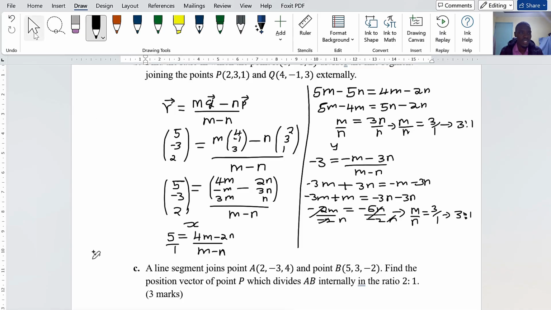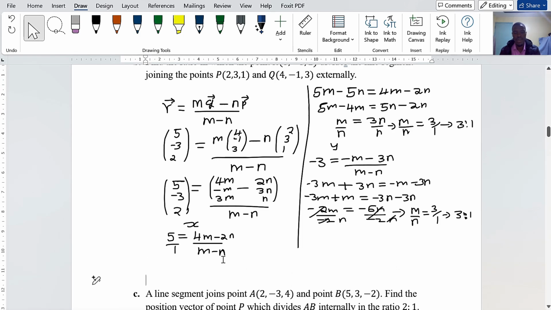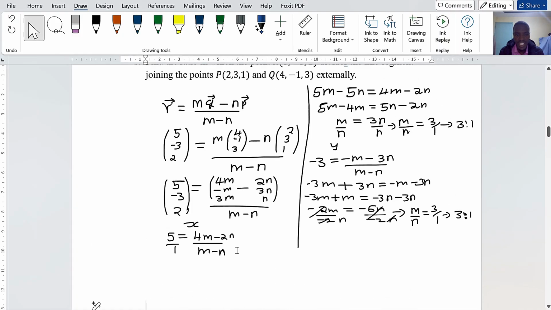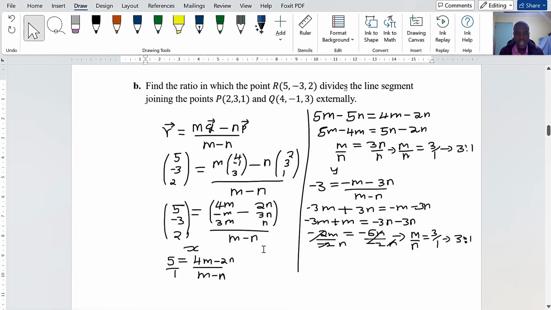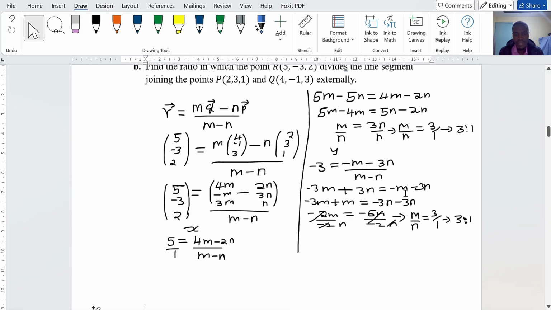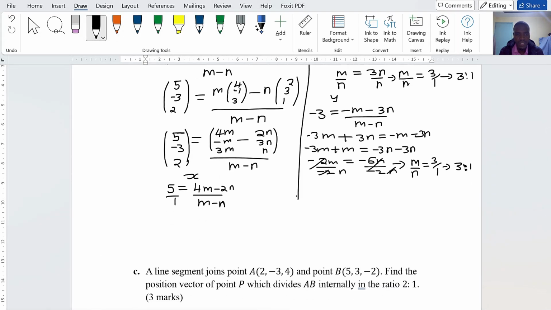So z must also have the same ratio. If it doesn't have the same ratio, then it means the points do not lie on the same line. So let's find for z. For z, we pick the lower term. So that is 2 equals 3m minus n, all divided by m minus n.